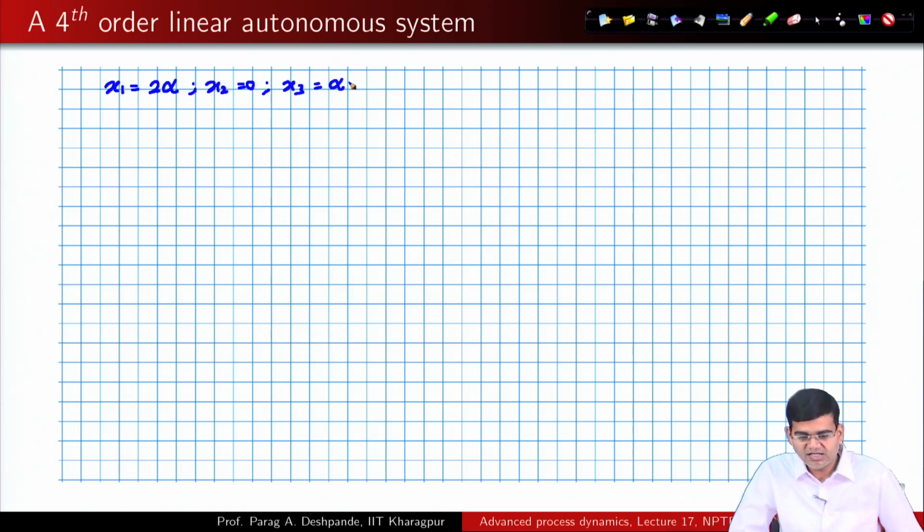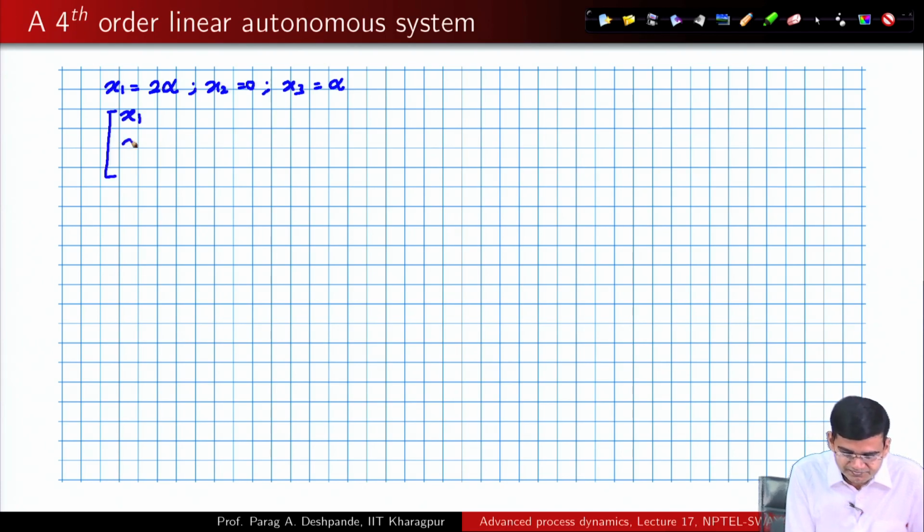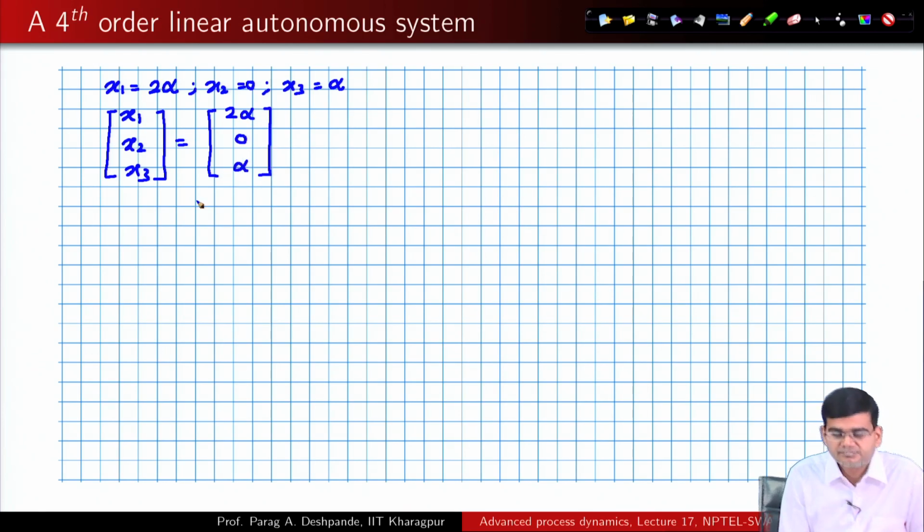Is this what I got from the previous analysis? Yes, from the previous slide this is what you got. So, how can I write now x1, x2, x3 is equal to 2 alpha, 0, alpha, and I can further write this as alpha times 2, 0, 1.